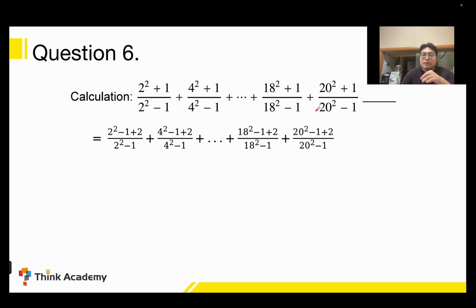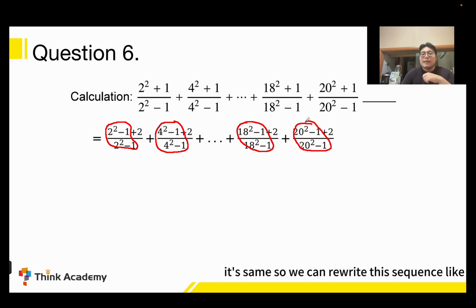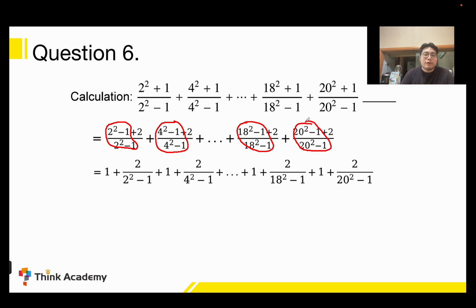and so on, to the last one, 20 squared minus 1 plus 2 over 20 squared minus 1. So you see, this 2 squared minus 1 and 2 squared minus 1, 4 squared minus 1 and 4 squared minus 1, 18 squared minus 1 and 18 squared minus 1, and 20 squared minus 1 and 20 squared minus 1, it's the same. So we can rewrite this sequence like 1 plus 2 over 2 squared minus 1, plus 1 plus 2 over 4 squared minus 1, plus and so on, plus 1 plus 2 over 20 squared minus 1.